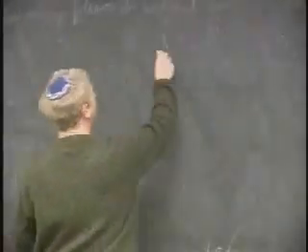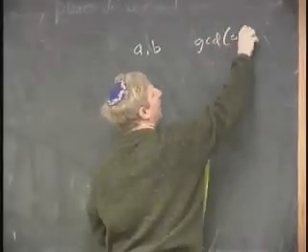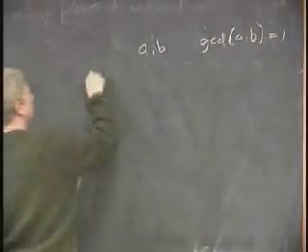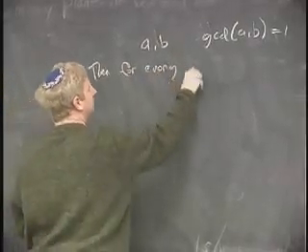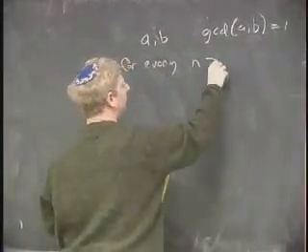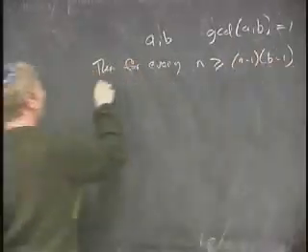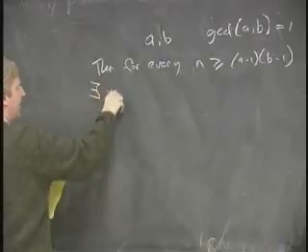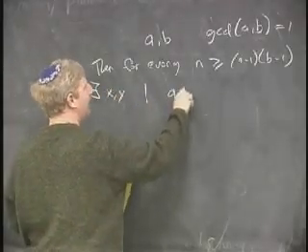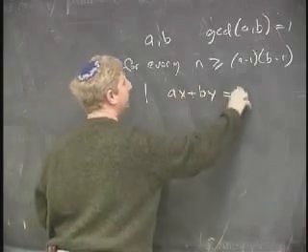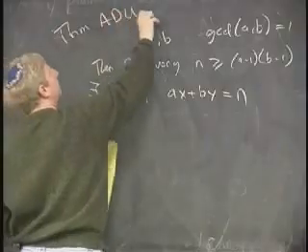So let me write the theorem out. If you're given a and b, where the GCD of a and b is 1, then for every n bigger or equal to (a minus 1) times (b minus 1), there exists an x and a y such that ax plus by equals n. We'll call this the ADU ball theorem.